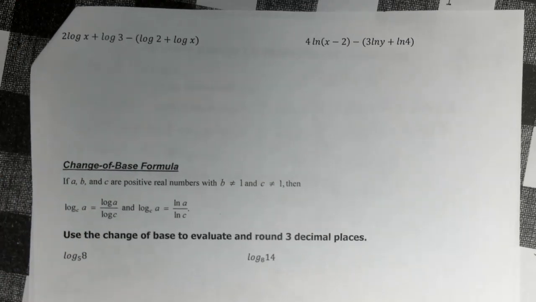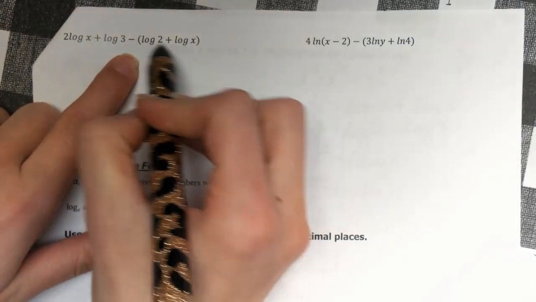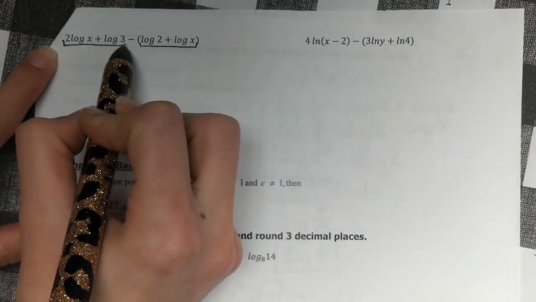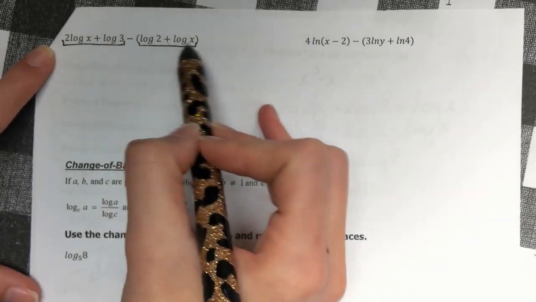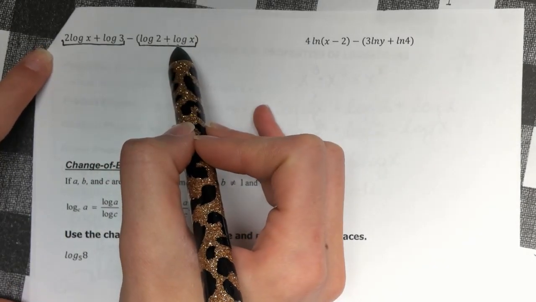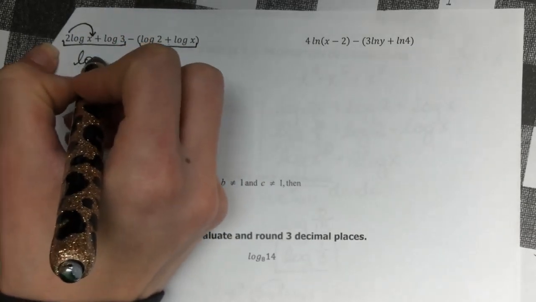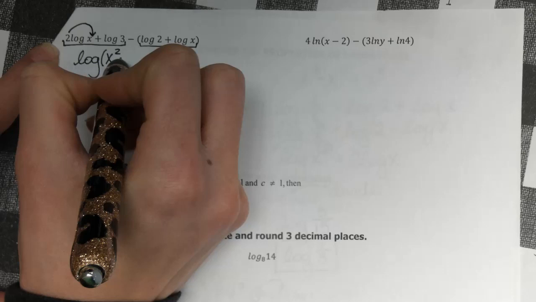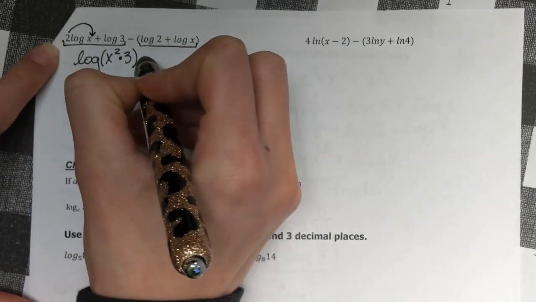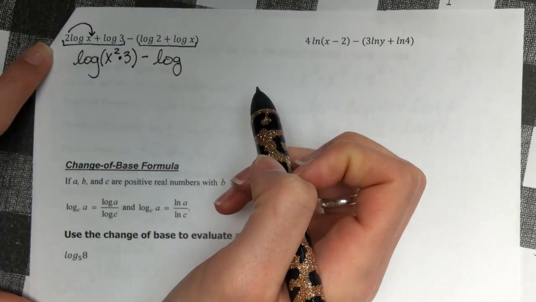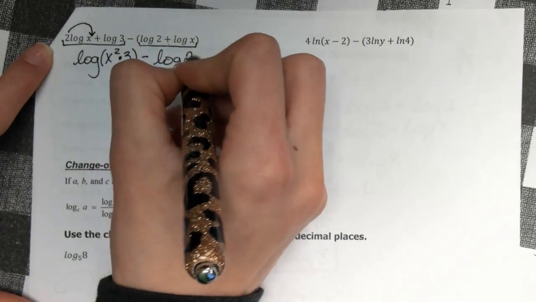So here I've got 2 log of x plus log of 3 minus log of 2 plus log of x. Here, it already put it in parentheses for me. So I'm going to combine these first 2 and the last 2 that are already in parentheses. Okay? So this 2 goes to the x squared. So I'm taking log of x squared times 3 minus log of what? 2x.